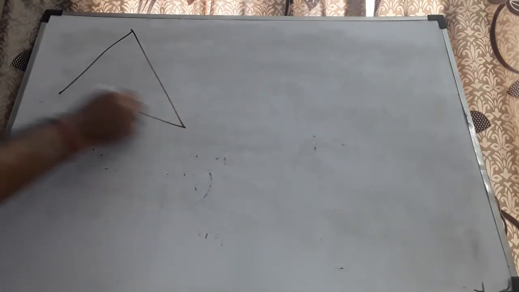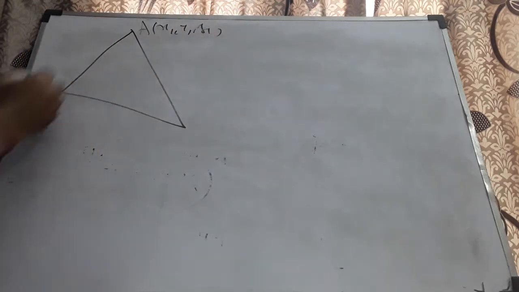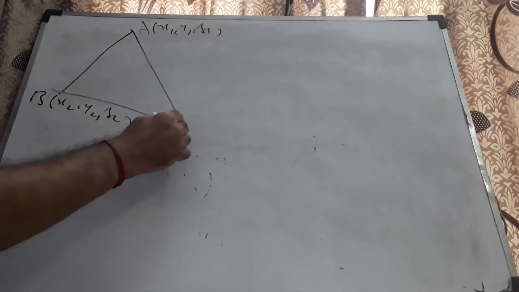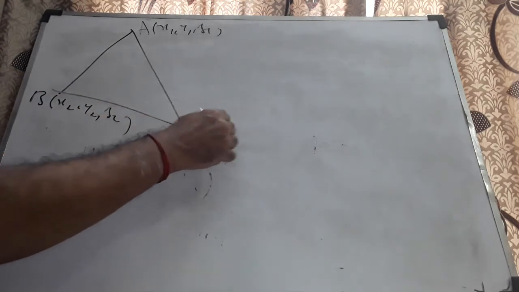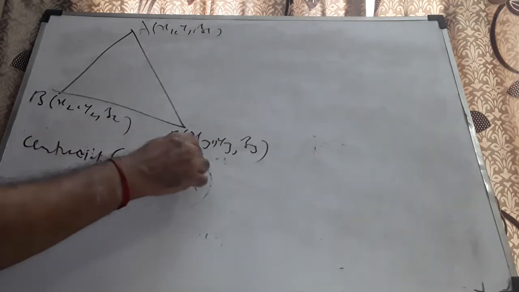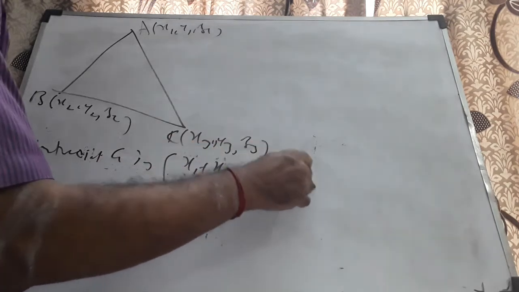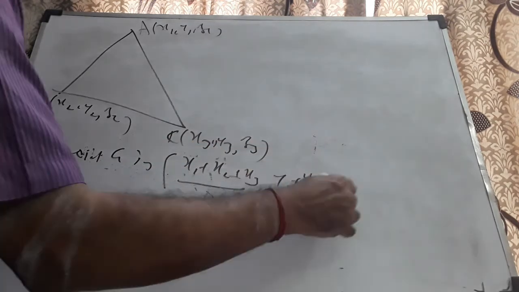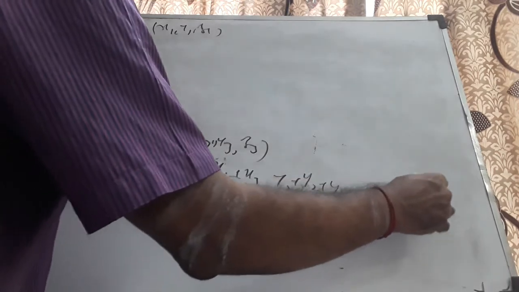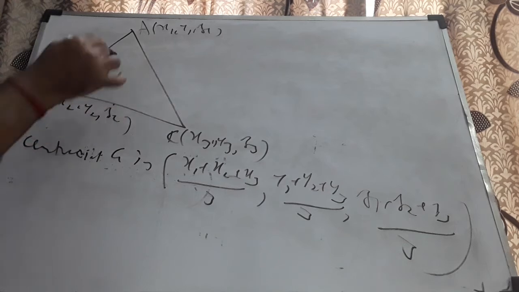Okay, you are given, let us say, A (x1, y1, z1), B (x2, y2, z2), then C (x3, y3, z3). Then of triangle ABC, let us say the centroid G is ((x1 + x2 + x3)/3, (y1 + y2 + y3)/3, (z1 + z2 + z3)/3). This you can derive easily.